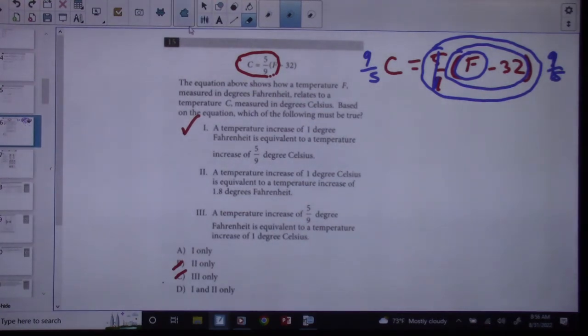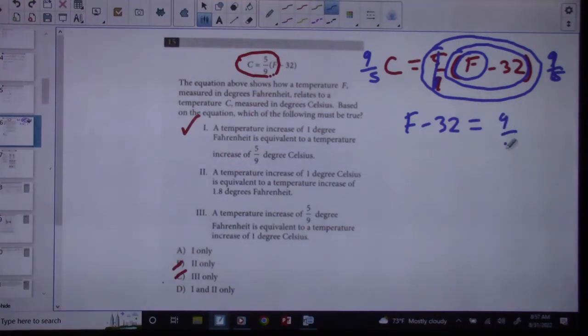So what we have left is, we'll just rewrite this now. We have F minus 32, because that's what we have left, equals 9/5 C. All right? So what's the last layer we're peeling off?